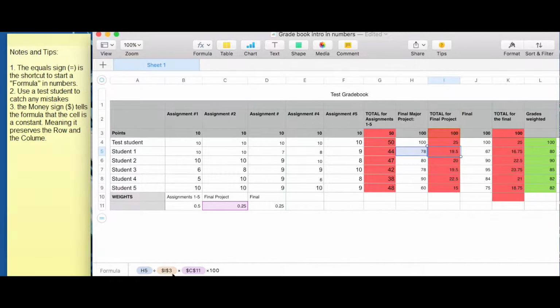And if I go here to my total, essentially that's just all the weighting that the student could have achieved. I would also very much strongly suggest putting a test student in here just to make sure that your math is correct, so that you have the student weighted grade equals 100. So that's a really quick intro into Numbers and how you might be able to create a gradebook.